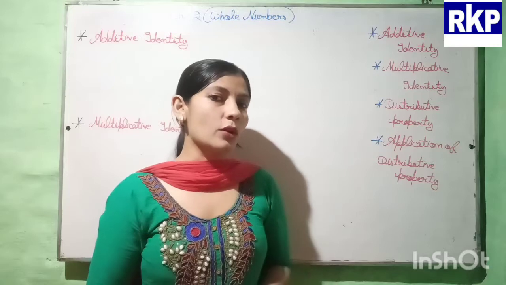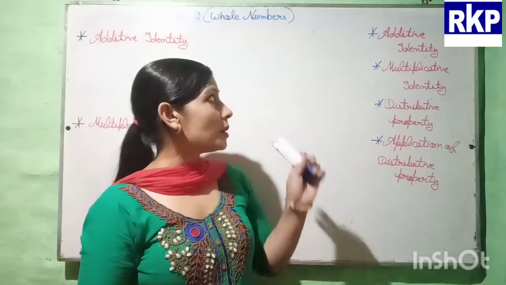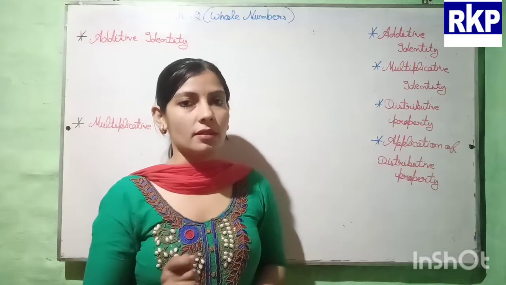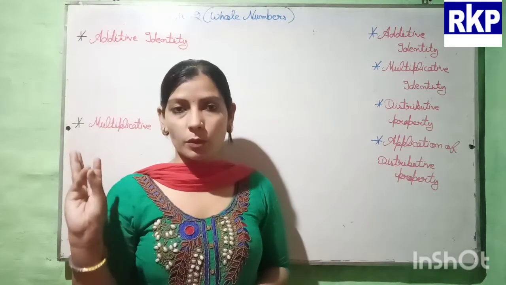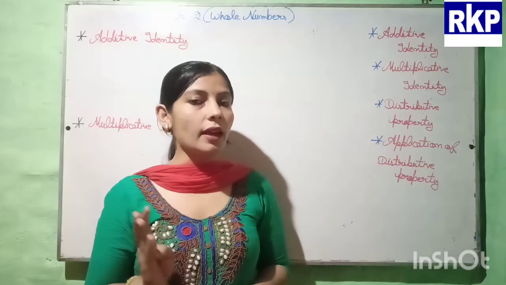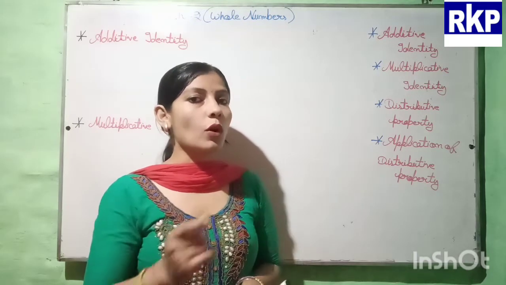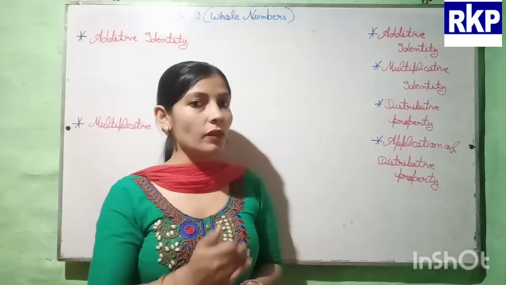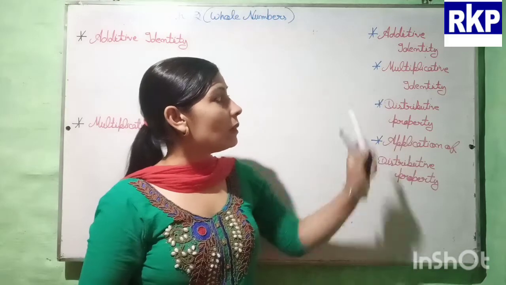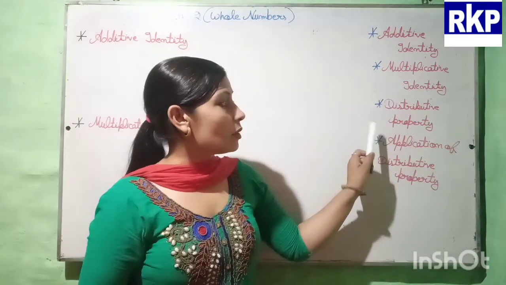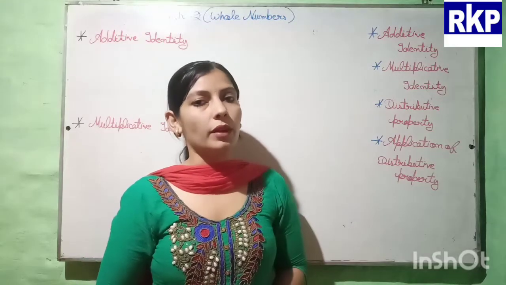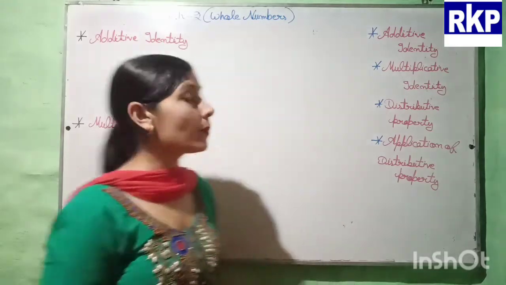Students, today we are going to start one new topic of chapter 2. In our previous class we discussed closure property, commutative property, associative property and the application of commutative property. Today we will discuss additive identity, multiplicative identity, distributive property and application of distributive property. Now let us start, beta.